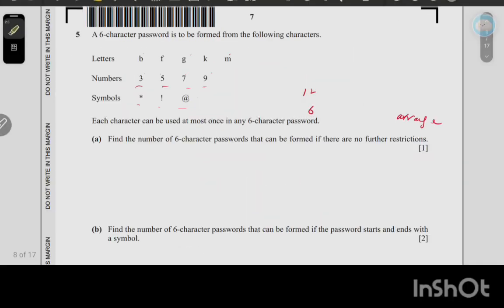Okay, dear students, we have a question. Question fifth. A six character password is formed from the following characters. We have four numbers, and three symbols, and in total we have 12 objects. Because all these involve the 12 objects, and we have to choose six characters. Find the number of six character passwords that can be formed. There are no further restrictions.